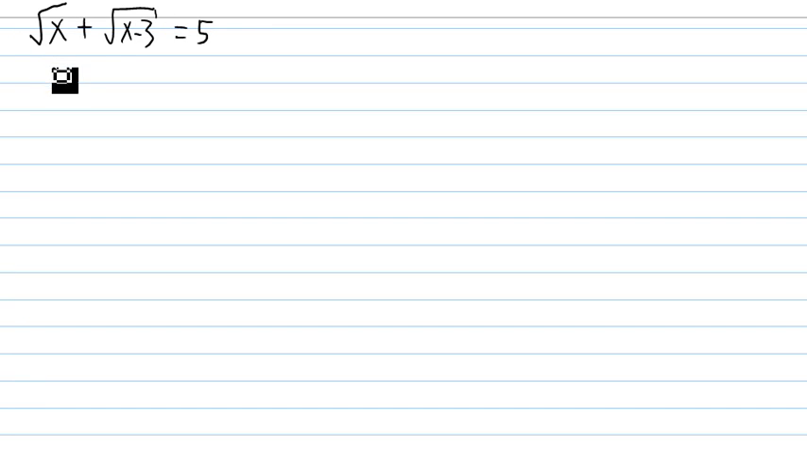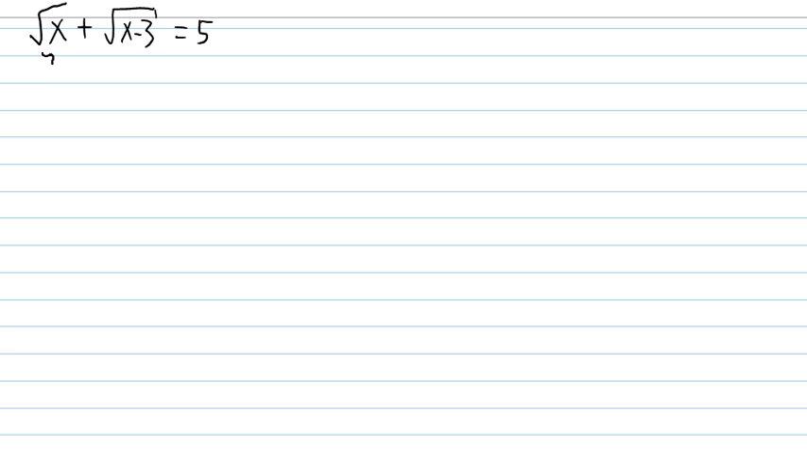Okay, for my second recording, I'm going to solve a radical equation with two radicals separated by a plus and equal to a number on the right-hand side. First thing you want to do is to state your restrictions. That means anything underneath the radical must be greater than or equal to 0.